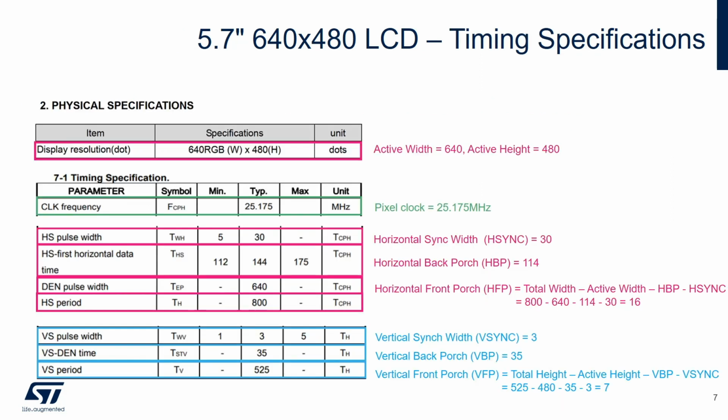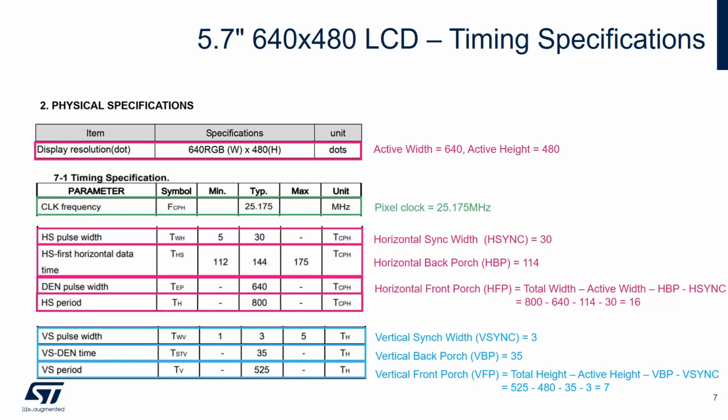When we look at the display panel datasheet, we extract the active width 640 and the active height 480. Then one of the most important parameters is the pixel clock. The pixel clock is the speed at which pixels are transmitted. It is specified in megahertz, and for this display panel it is 25.175 megahertz.